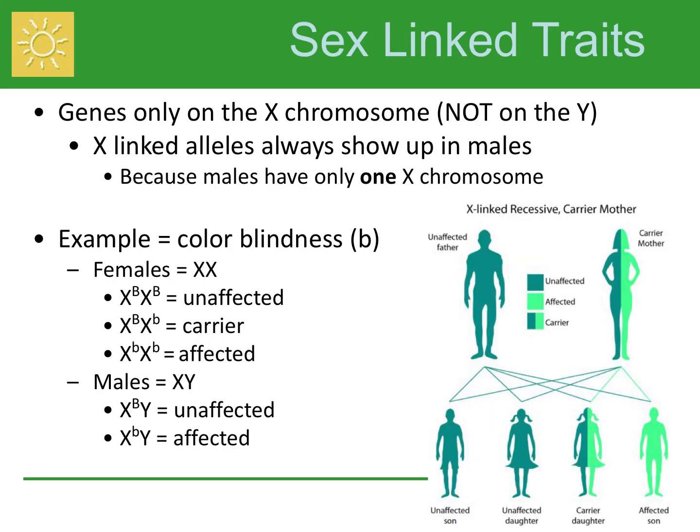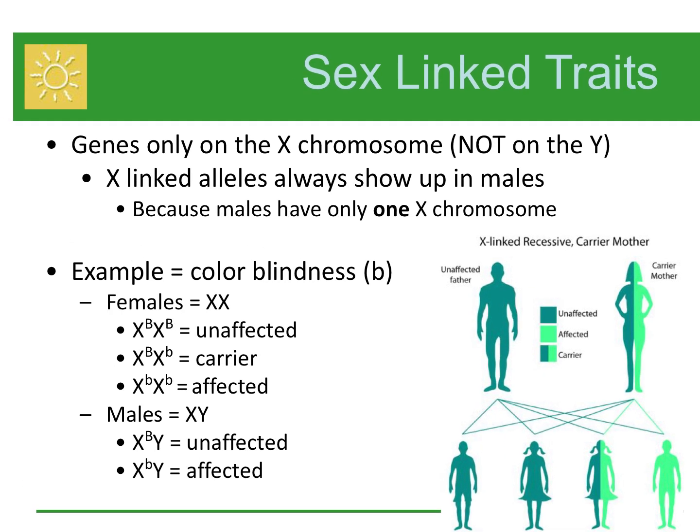Today we're going to look at sex-linked traits. These are genes that are found only on the X chromosome. They're not going to be found on the Y chromosome. And so what we're going to find out is X-linked alleles always show up in males because males only have one X chromosome. The first example we'll look at is color blindness.